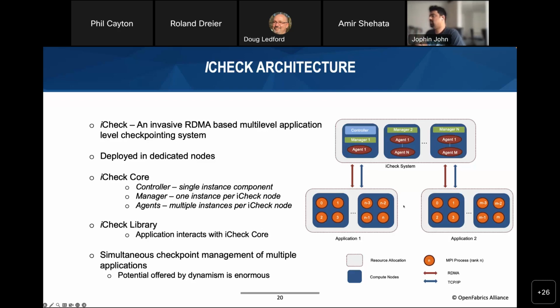So with this limited information itself, we can see the enormous potential offered by dynamism. Since the system has a global view of the checkpointing happening, it can orchestrate the checkpoint reads and writes in such a way that the whole network bandwidth is efficiently utilized. And by using RDMA, you can avoid unnecessary interaction with the CPU or wasting the CPU time of the application. So this potential offered by dynamism is enormous in a checkpointing system using RDMA.